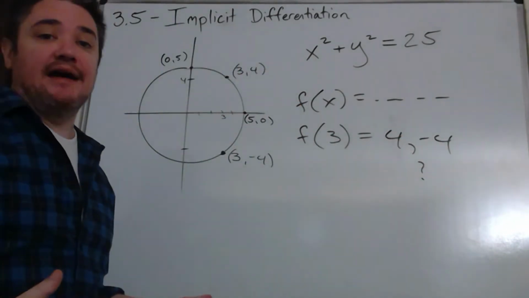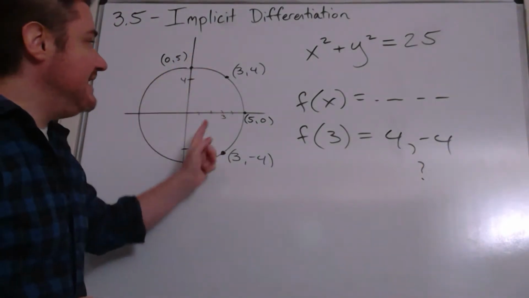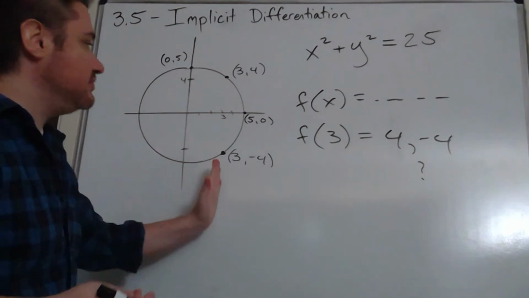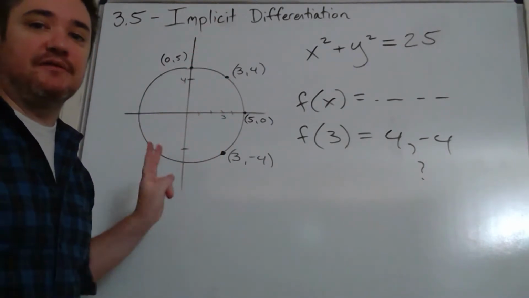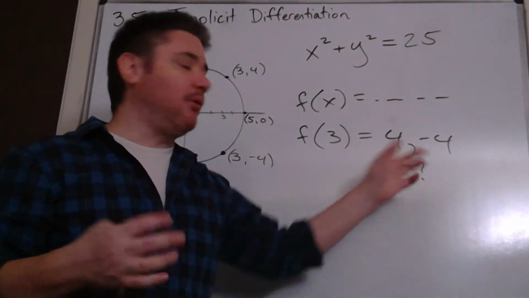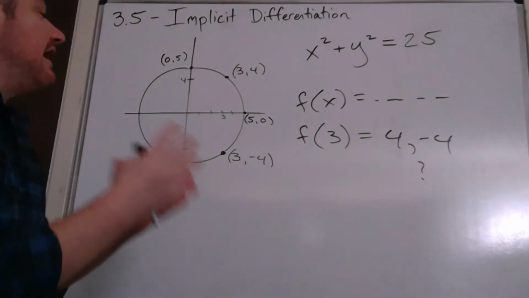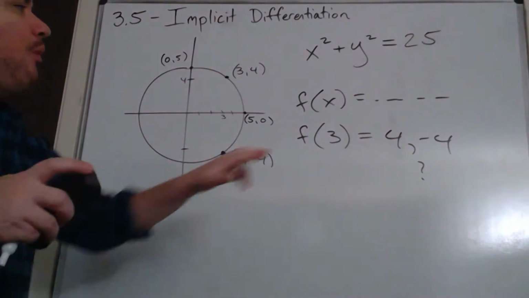Functions don't work like that. Functions have to have, for any input, any x value, only one output. Since I have more than one output, more than one spot on the circle, if I drew the vertical line connecting those points, that's the violation of the vertical line test. If one x coordinate carries multiple y coordinates with it, it's not a function of x. I can't represent this as a function of x. Why am I getting two answers?